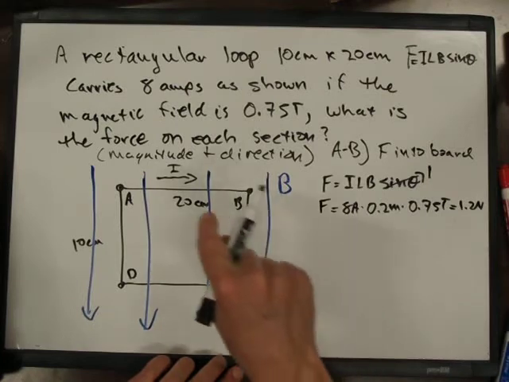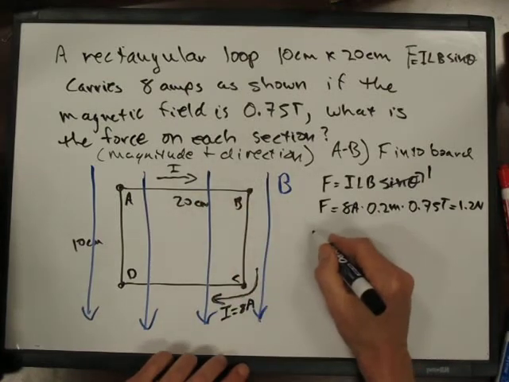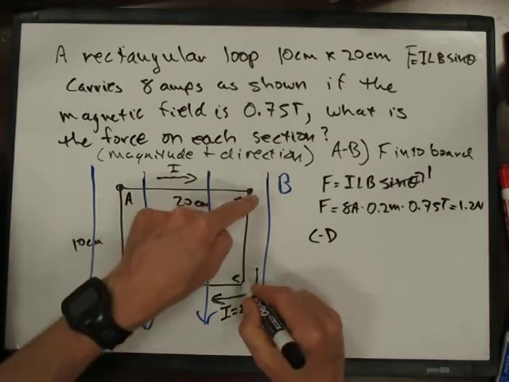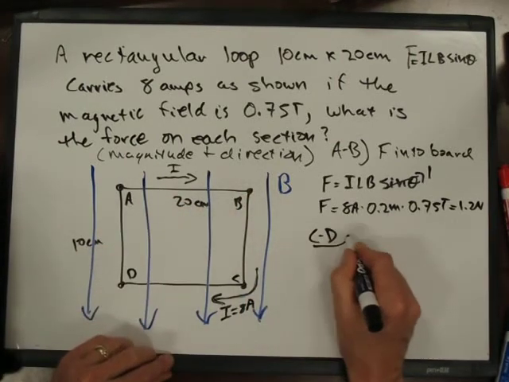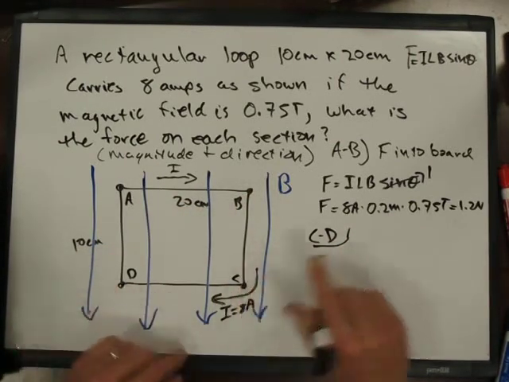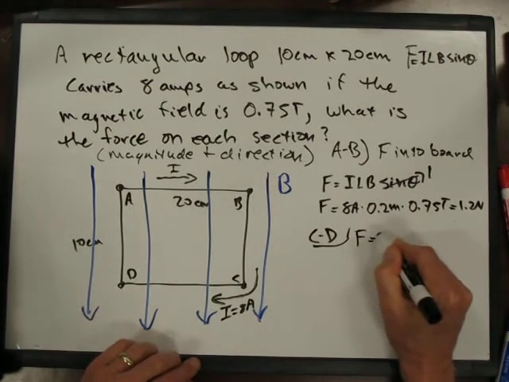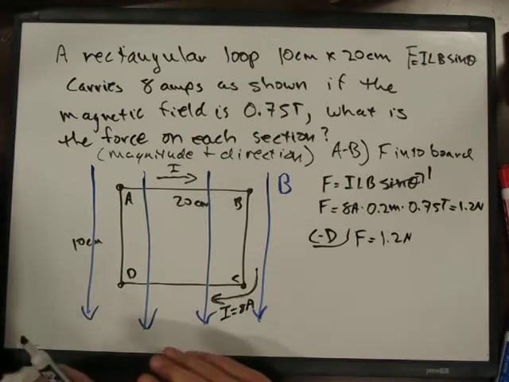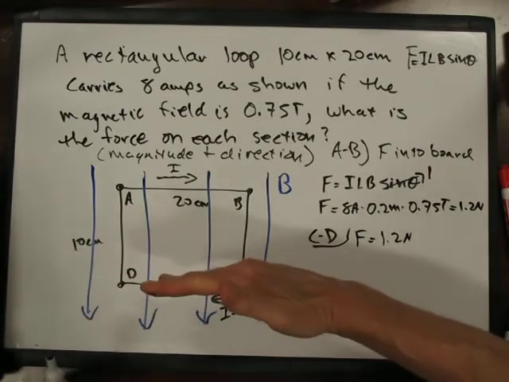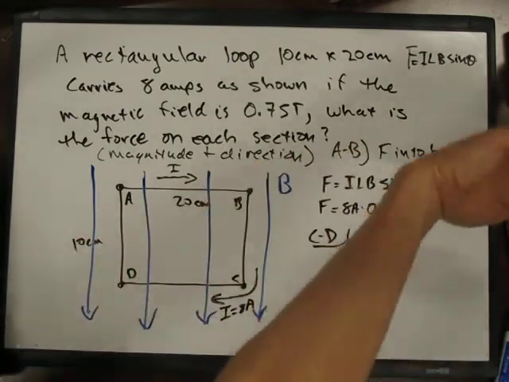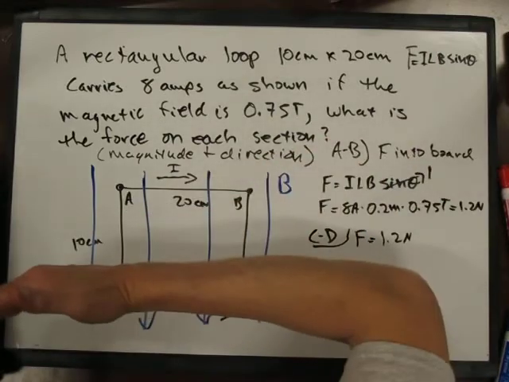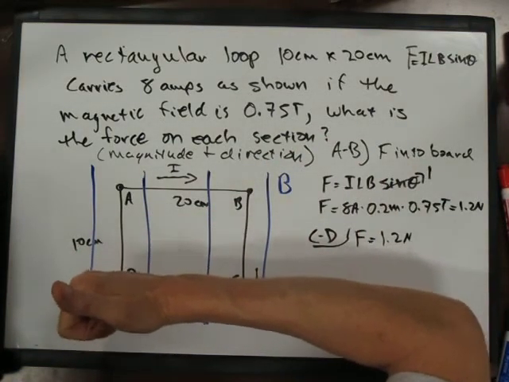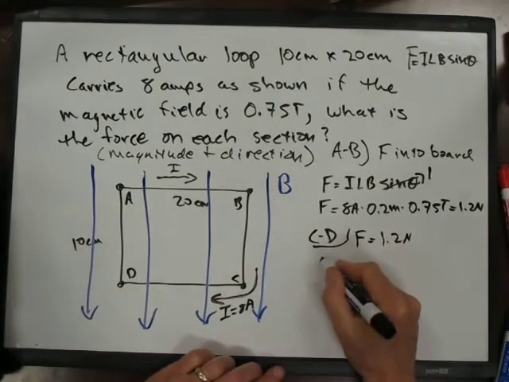And so it's 1.2 newtons into the board. If I do CD, conveniently, this section instead of this one, you're going to notice it has the same current and the same length, and so the force is going to be the same. It's going to be 1.2 newtons. And the only difference is now my current's going this way instead of that way. It's going this way, and when I curl in the direction of the magnetic field, my thumb comes out, and so it's out of the board.